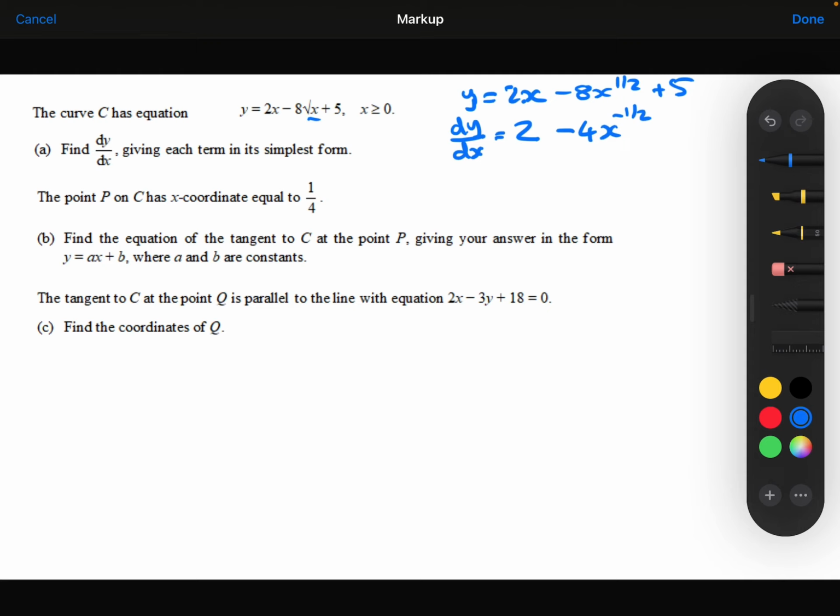We're now told that the point P on the curve has got x coordinate equal to 1/4, and we need to work out the equation of the tangent at that point. So tangent, I know straight line, so y equals mx plus c, and if I substitute the x coordinate into my gradient function, that's going to tell me the gradient of the curve at that point, and therefore the gradient of the tangent at that point.